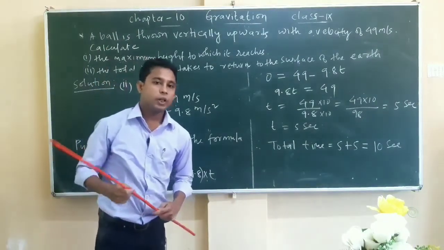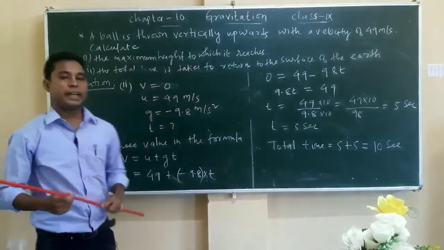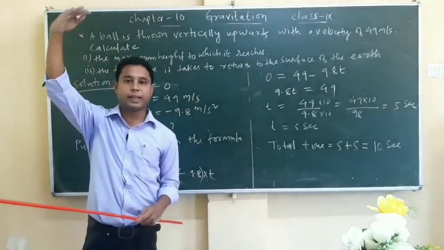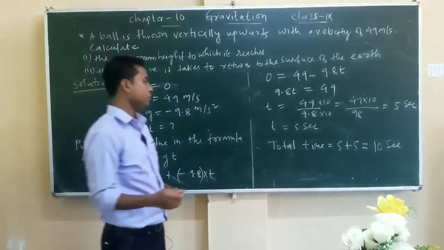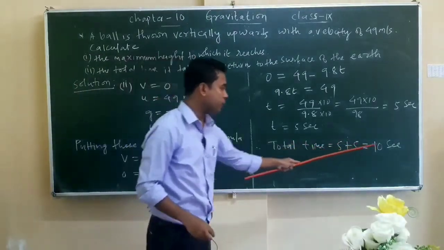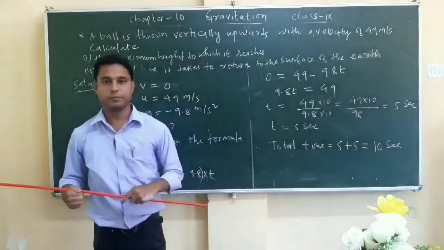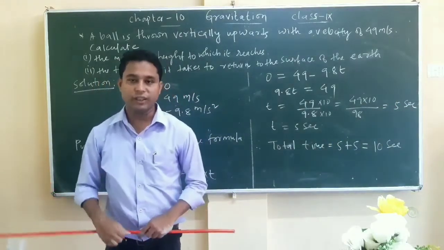Now you need to find out the total time. The time it takes to reach the highest point and the time it takes to fall from the same height are equal. So total time is equal to 5 plus 5 is equal to 10 seconds. That's all in this video.